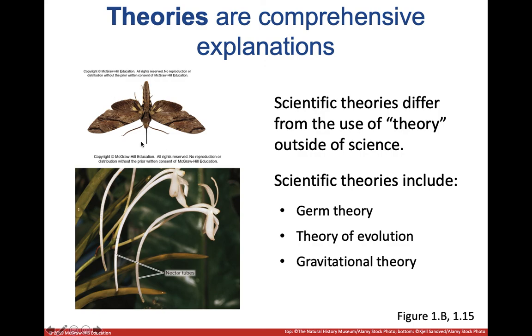Well, lo and behold, you go out and look, and you do find these really long plants with these really long tubes with nectar at the bottom. And that's what that really long proboscis from that hawk moth is used for. You can predict how animals will function based on how they're put together. So good theories allow you to make predictions, which then come true.